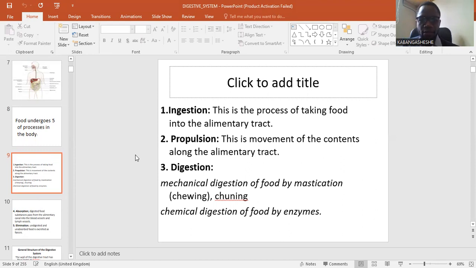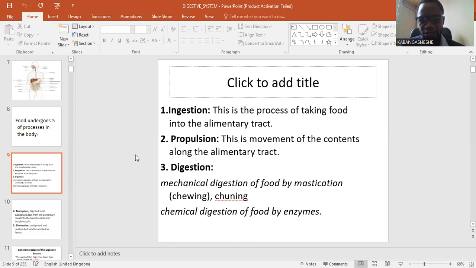The first one being ingestion. This is a process by which food is introduced into the digestive system or digestive tract, mainly via the mouth. So introduction of food in the mouth is called ingestion. Thereafter is followed by propulsion from the mouth to the esophagus, esophagus to the stomach, stomach to the intestine, and so on. Now be reminded that in the oral cavity, there will be breakdown of food particles into smaller particles. Those particles cannot be absorbed yet.